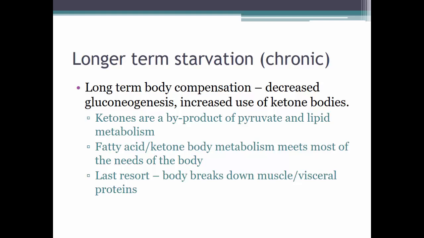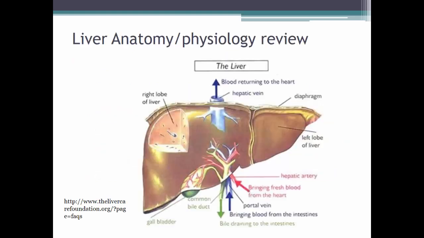So long term, how the body compensates is how I explained already. Ketones are produced by the breakdown of pyruvates and lipids. Fatty acids as well produce ketones, as well as ammonia. But the last resort is basically to break down muscles and visceral proteins, and that's the reason why these patients go into cachexia. So now let's briefly discuss the functions of the liver before we go into hepatitis.